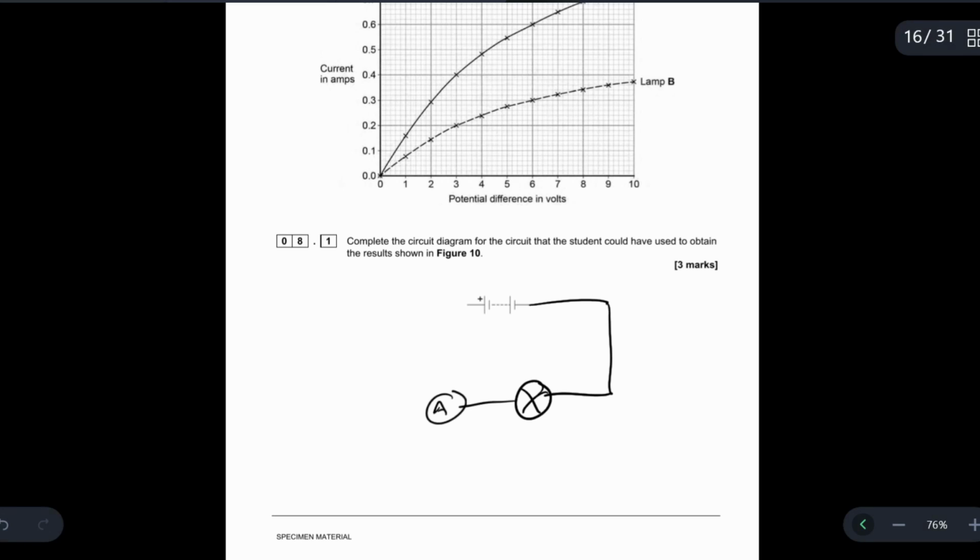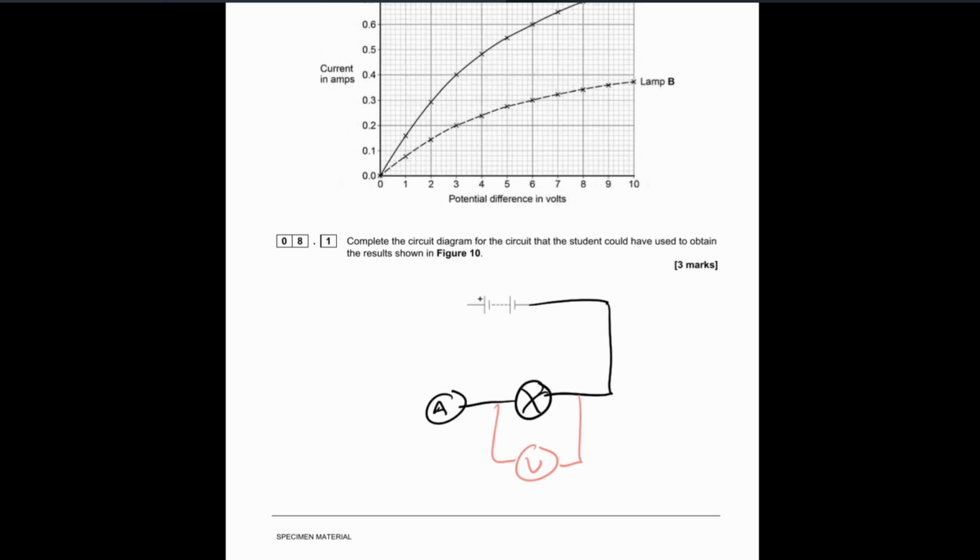The next thing you need essentially is a way to measure the voltage. So again, look, we've got potential difference measurements on the x-axis. So we want to measure the voltage across the lamp. And so we've got to put this voltmeter in parallel with the lamp.